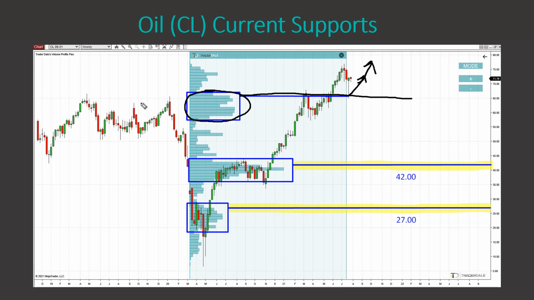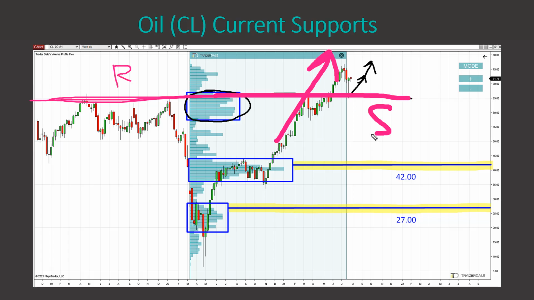By the way, there's also that price action setup. You see, this level worked as a strong resistance. Then the price went past it and the resistance became a support.